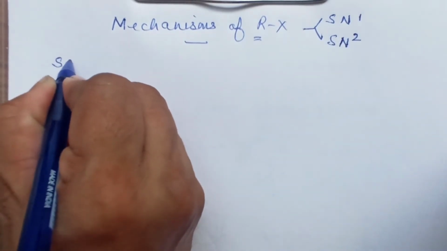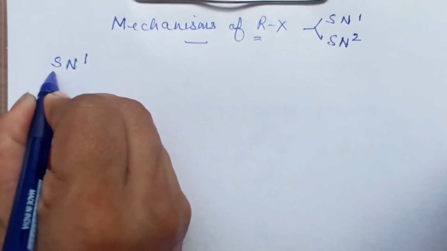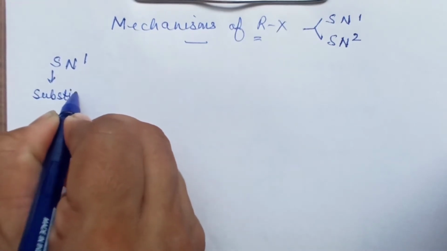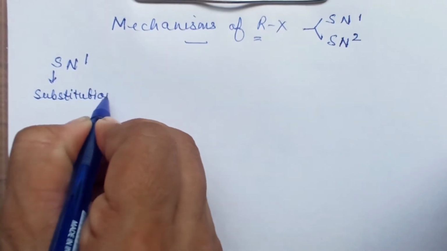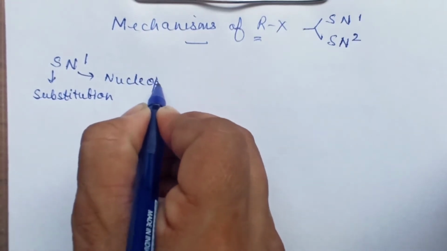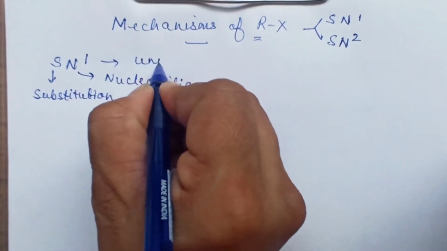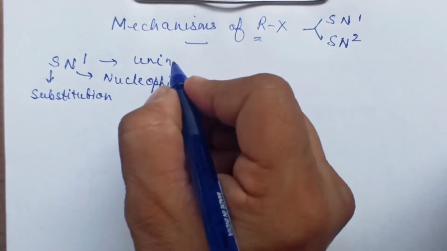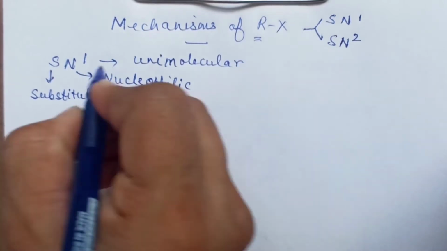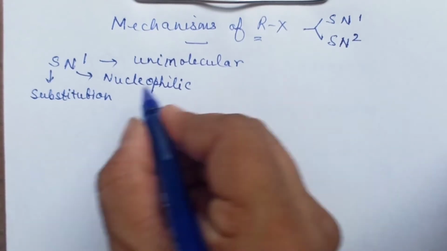So first, children, we are talking about SN1. We'll split it up first. What does S stand for? S stands for substitution. N stands for nucleophilic. And 1 stands for unimolecular. Substitution, nucleophilic, unimolecular. Fine. Now, what does it mean?